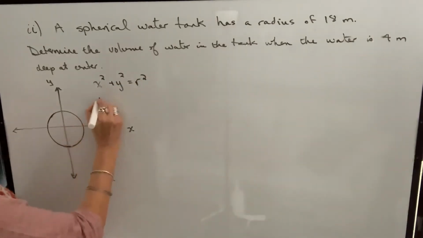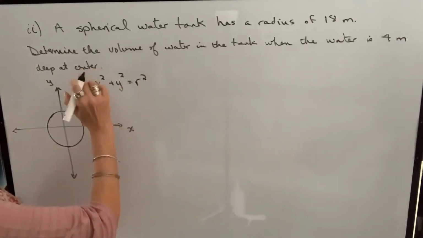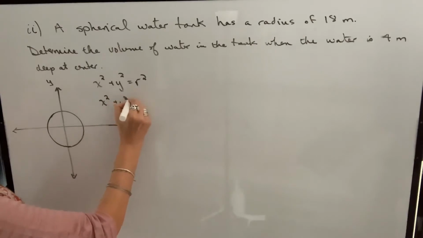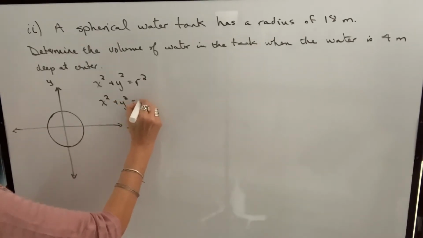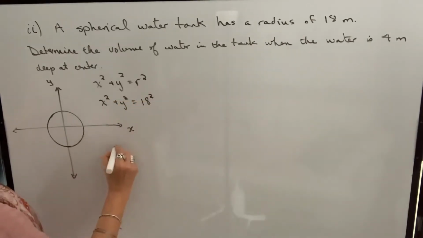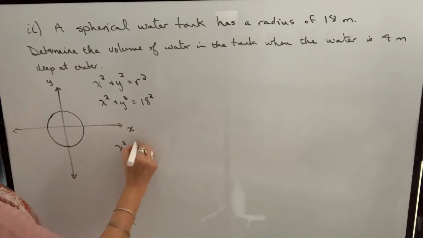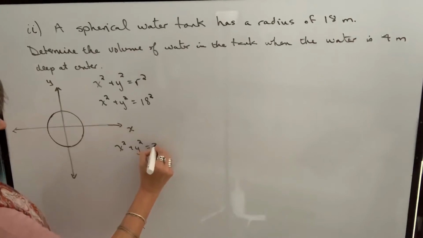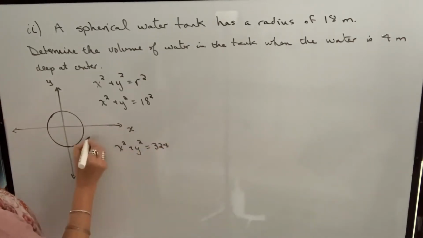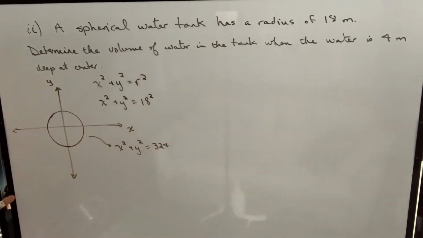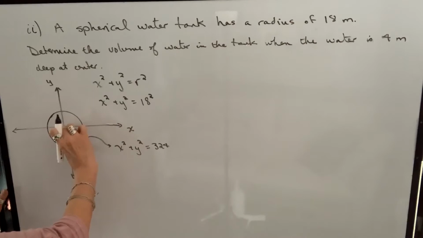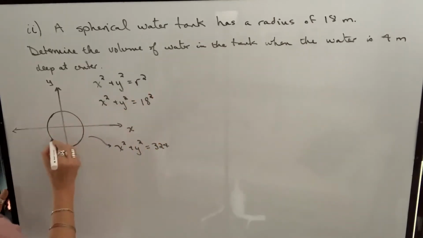So in this case, we know the radius is 18 meters. So x squared plus y squared will equal 18 squared, or x squared plus y squared will equal 324. So that's that function. Now we've got a radius of 18 meters and the water is only 4 meters deep.